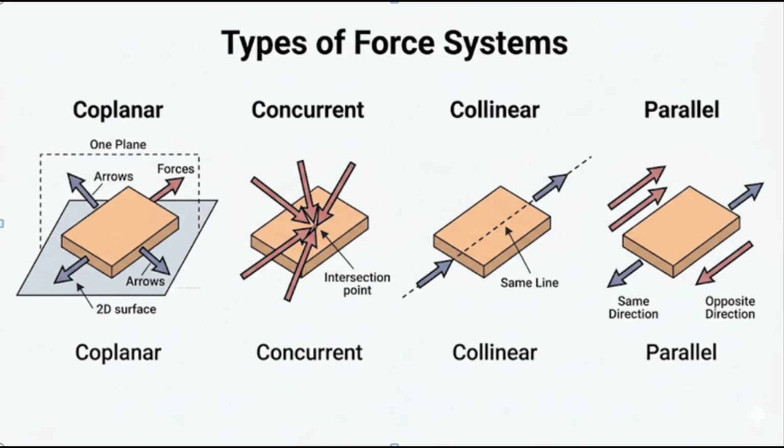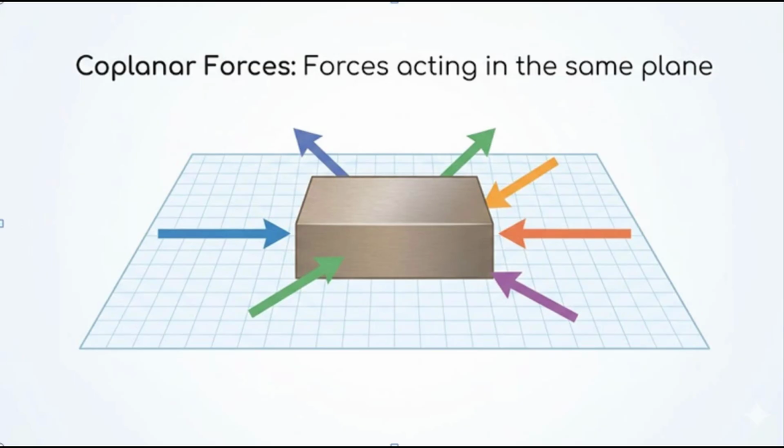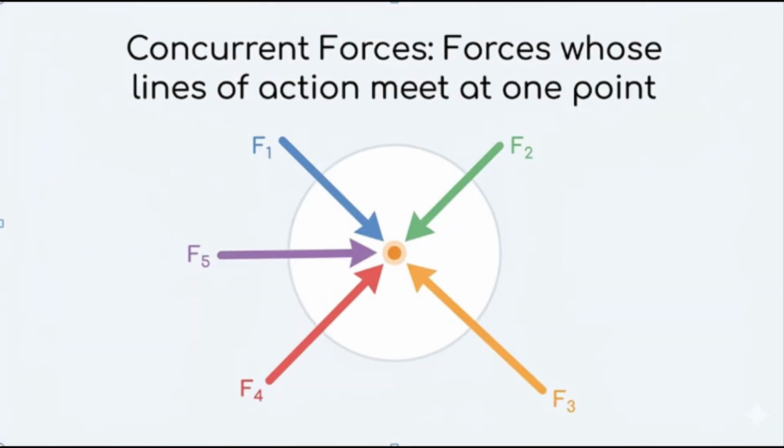Let us discuss types and system of forces. When more than one force acts on a body, we call it a force system. There are different types of force systems. If all forces lie in the same plane, they are called coplanar forces. We will study analysis of only coplanar forces, as non-coplanar force system is very difficult to understand. If all the lines of action meet at one point, they are called concurrent forces. Again, we will study analysis of only concurrent forces, as non-concurrent force system is difficult.